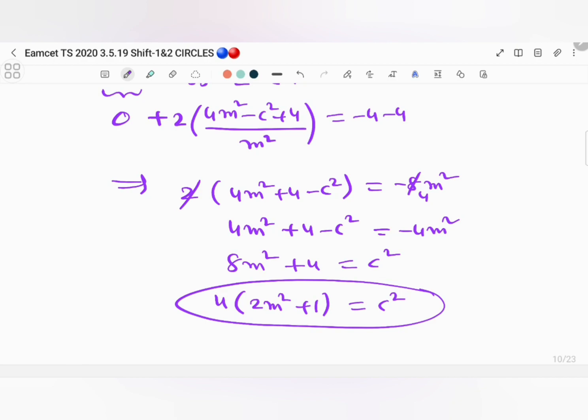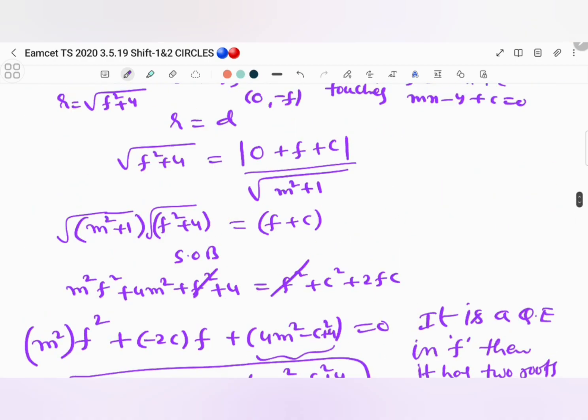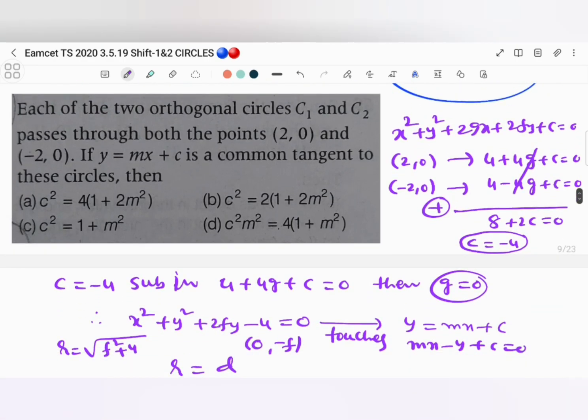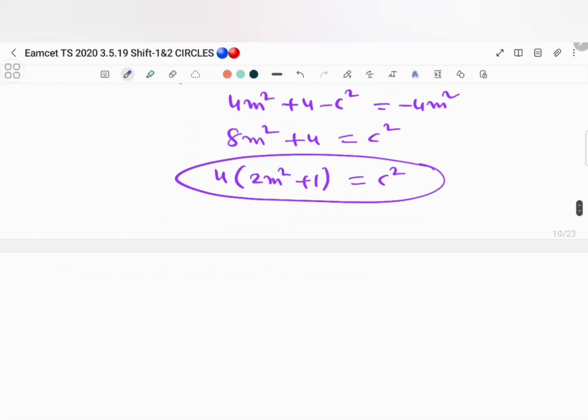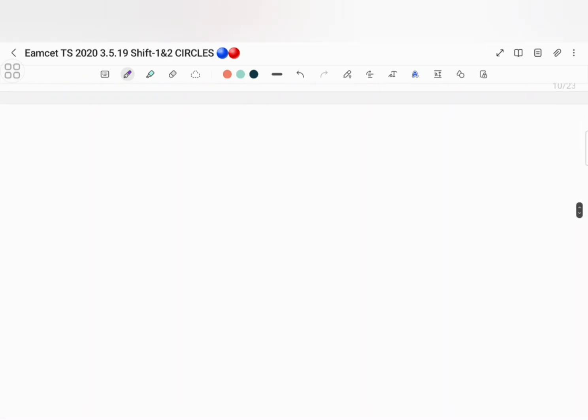So little conceptual question, it is like a long answer question in IP. But it is a good question. So answer is c square equal to 4 times of 1 plus 2m square. This result we got it, dear students. So we'll move on to the next question.